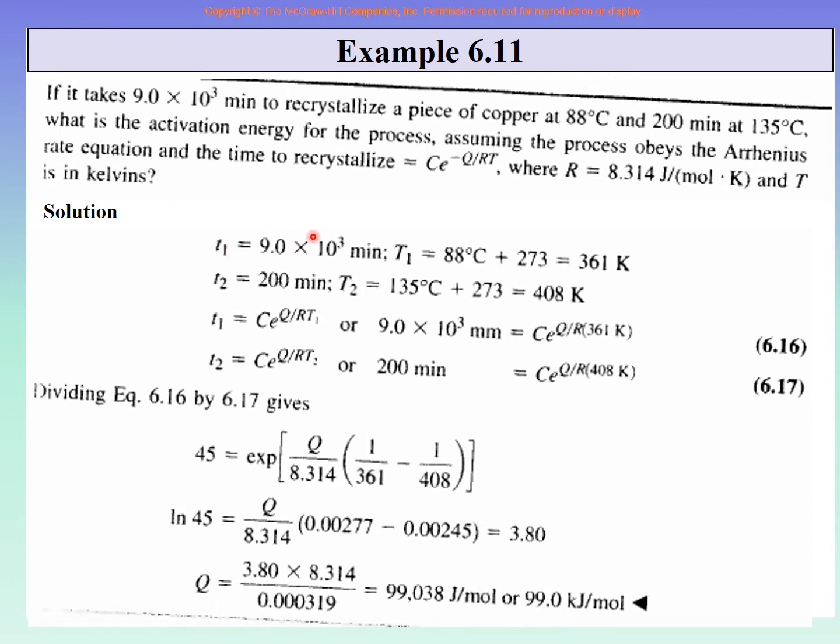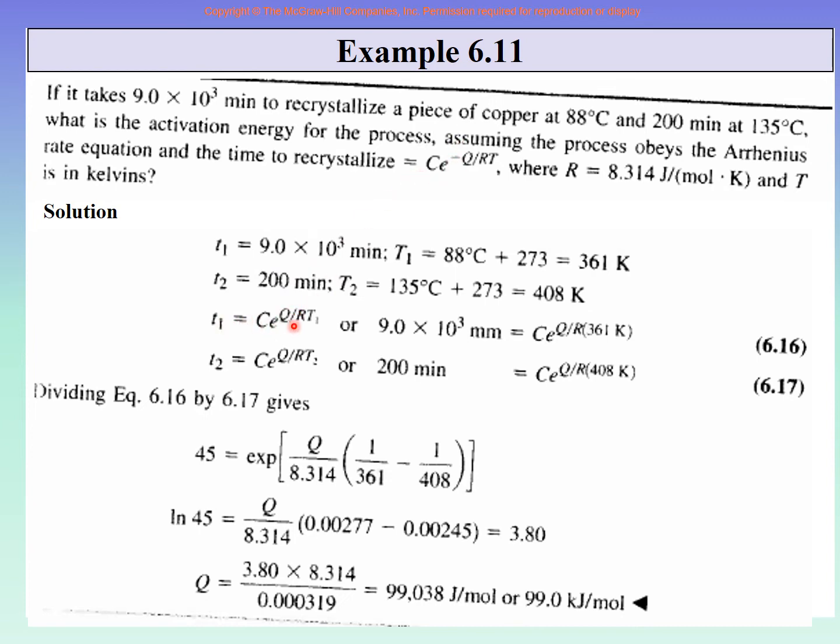Time is this much, and temperature for the first one is 88 plus 273. Second time is 200, temperature is 135 plus 273. So the first equation is t1 is equal to C e raised to Q upon RT1. You will see that they have made a small error here. Rather than solving e raised to minus Q upon RT, they are solving for e raised to plus Q. So this is a small error. If the given equation is e raised to minus, then solve for e raised to minus. But suppose that the equation was e raised to plus, then this is it.